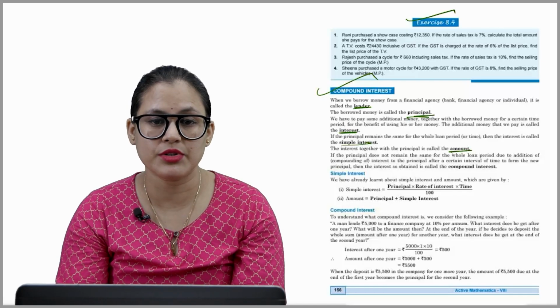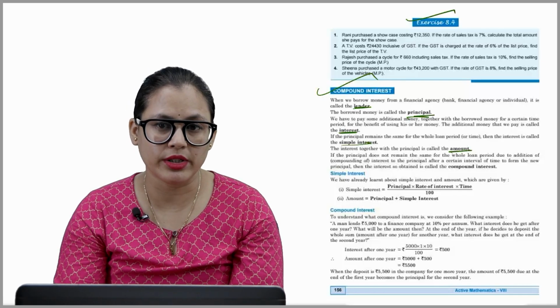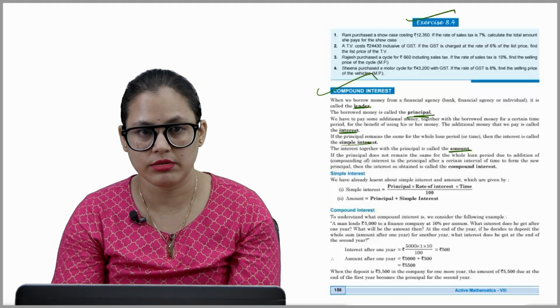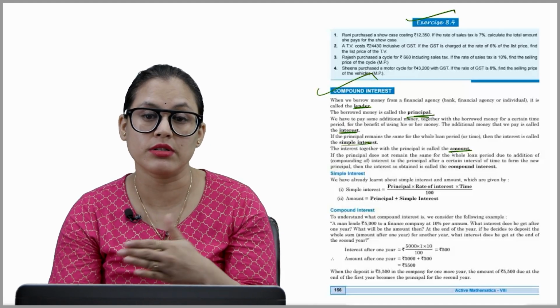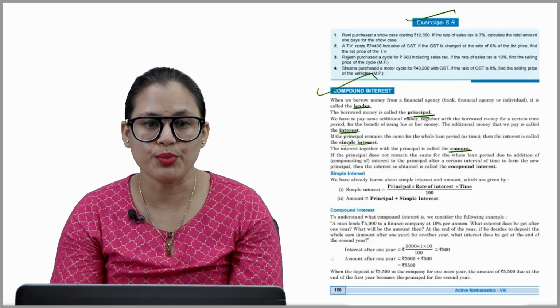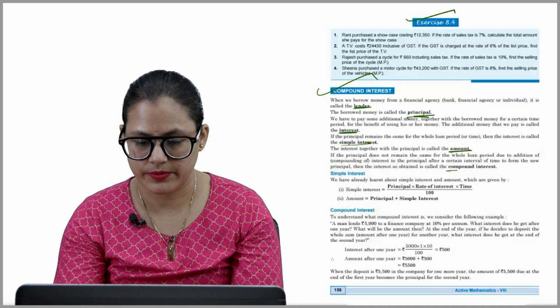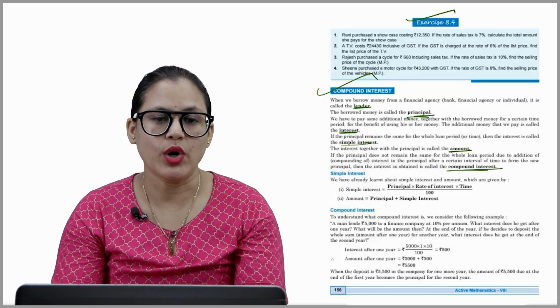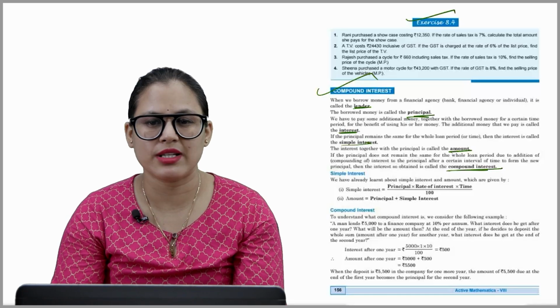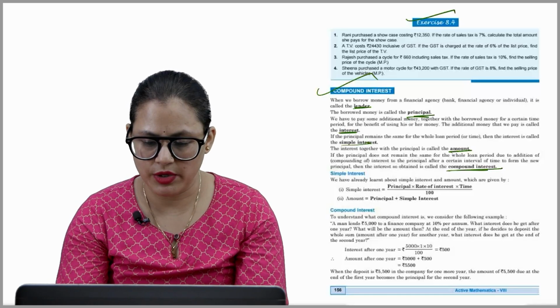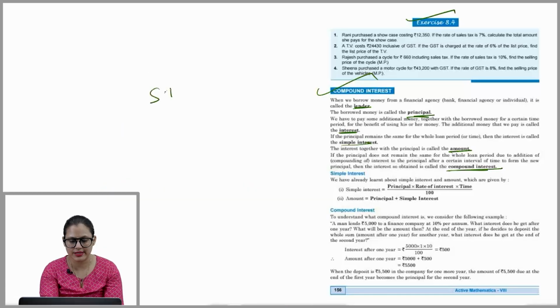If the principal doesn't remain the same for the whole loan period due to addition of compounding of interest to the principal after a certain interval of time to form the new principal, then interest so obtained is called the compound interest. Simple interest. We've already learned about simple interest and amount, which are given as, this is the formula of simple interest. Simple interest is equals to principal into rate of interest into time upon 100. And amount is principal plus simple interest.